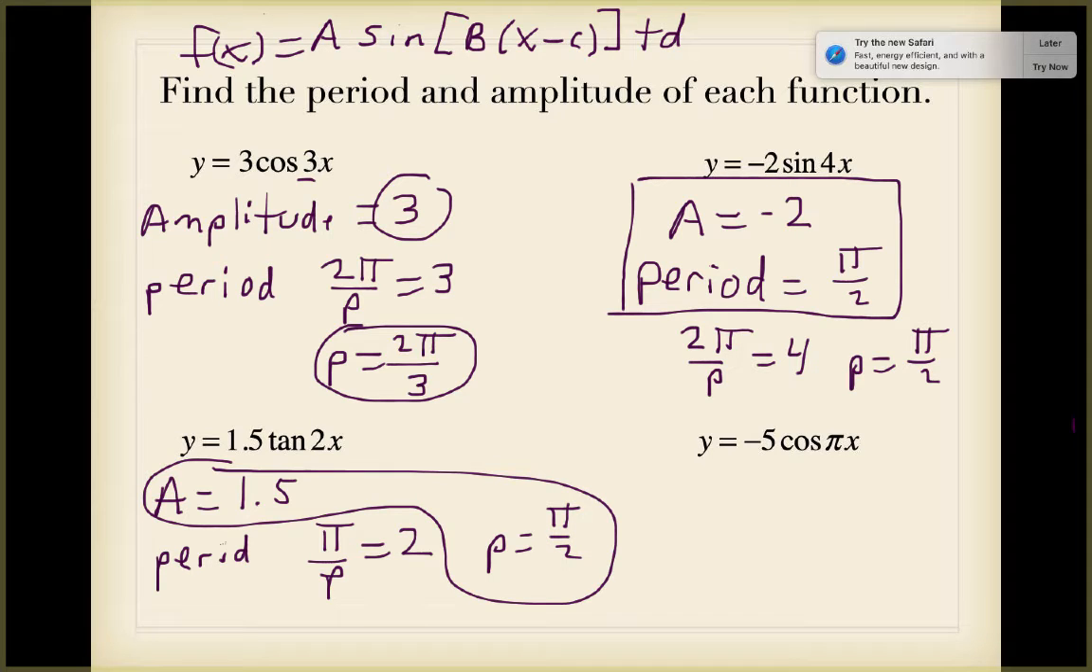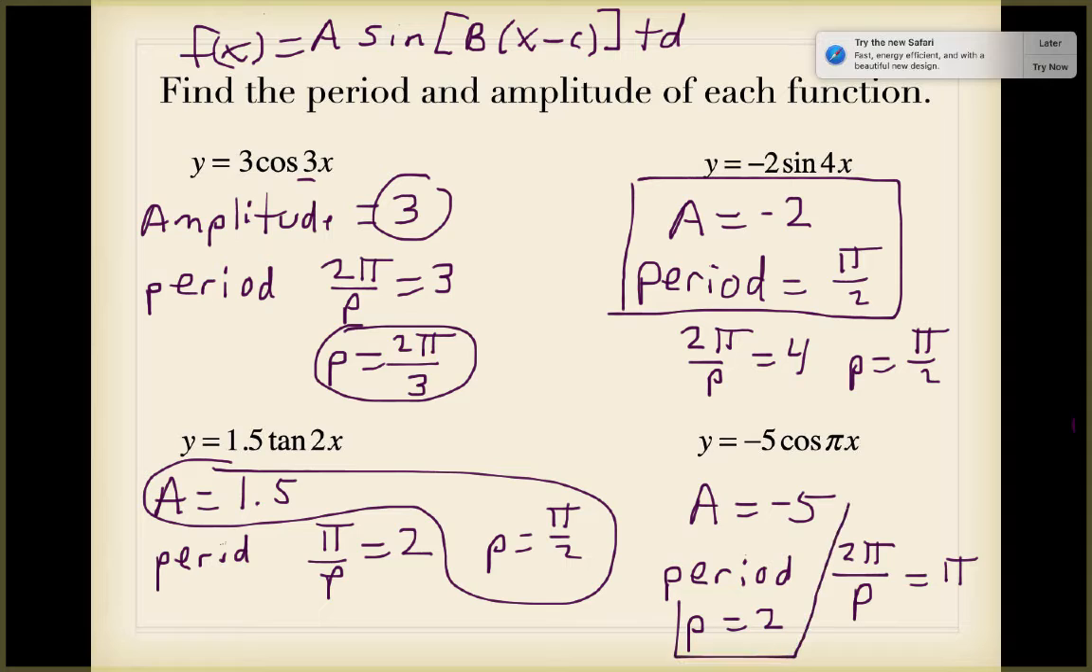And the last one we have y equals negative 5 cosine pi x. Our amplitude is, again, the coefficient of negative 5. The period on this one, when we do this, again, cosine has a period of 2 pi. So 2 pi over p equals pi. When we solve for p, we find our period is 2. So that is finding the amplitude and period of each of these functions.